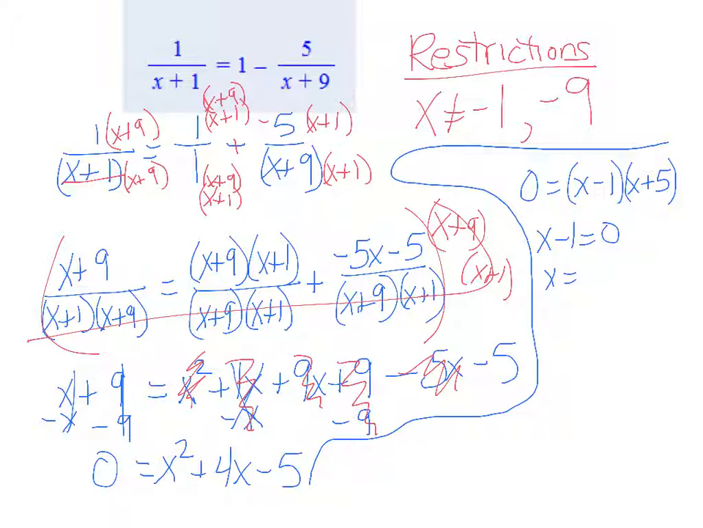So x is going to equal 1. And I check that in my restrictions, and it can't be negative 1, but a positive 1's okay, so I'm good there. And then let's check the other one. So I've got an x plus 5 equals 0. So then x is going to equal a negative 5, and that works with my restrictions. So this one has two solutions, x equals negative 5 and x equals 1. And both of those will work in the problem, so I don't have to cross either one out.